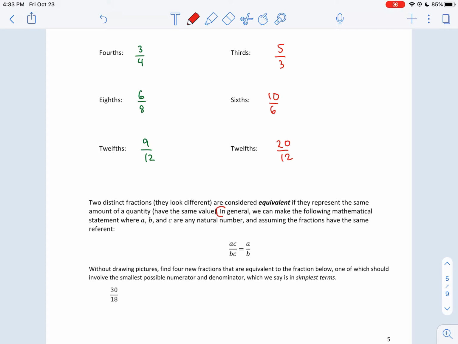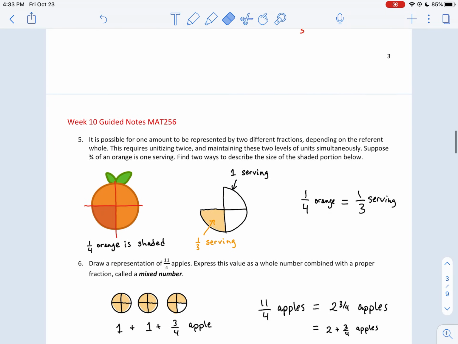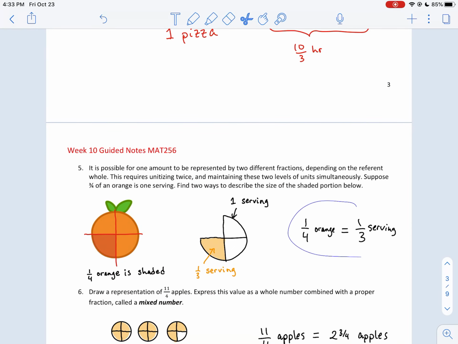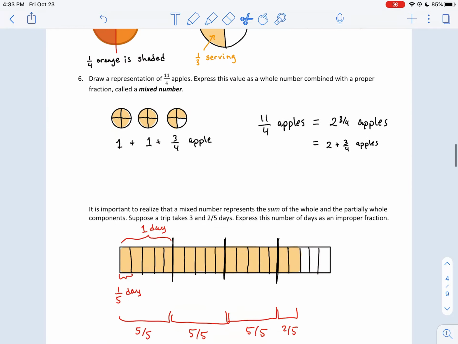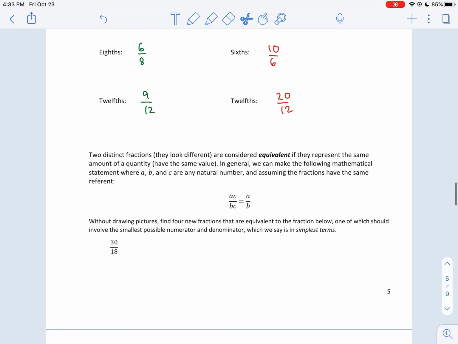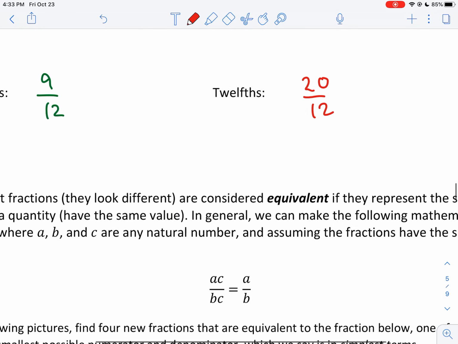Back to reading here. In general, we can make the following mathematical statement where a, b, and c are any natural number, and assuming the fractions have the same referent. Right, if they don't have the same referent, then crazy things can happen, like up here, right? A fourth and a third can be the same if they're not referring to the same thing. So only when they have the same referent do we talk about fractions being equivalent.